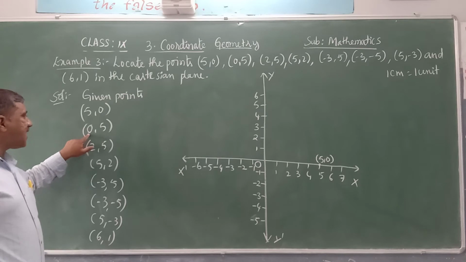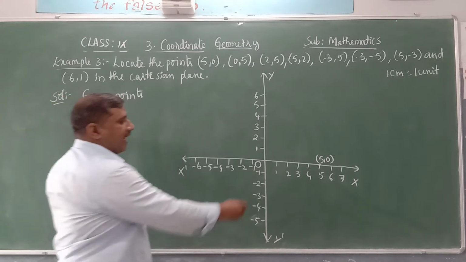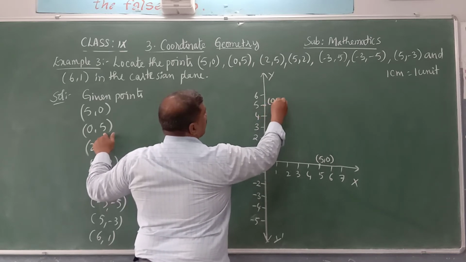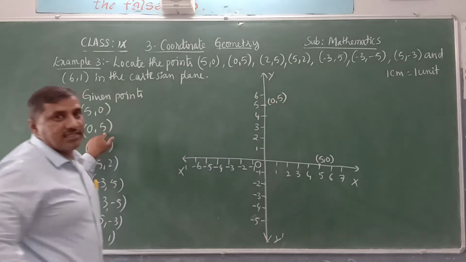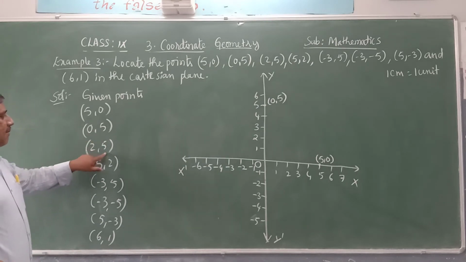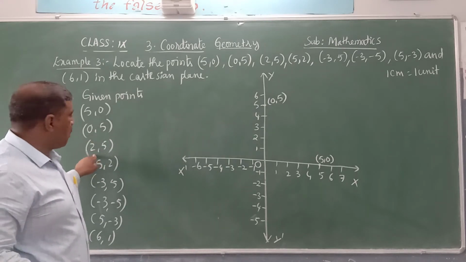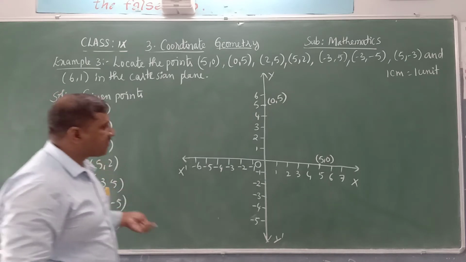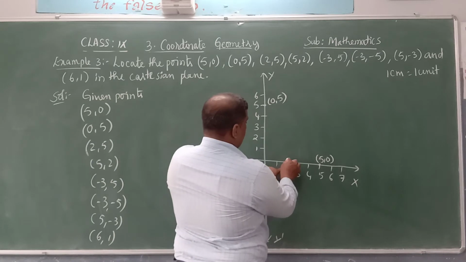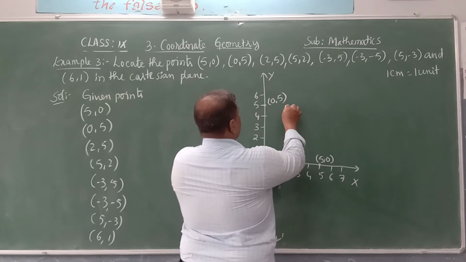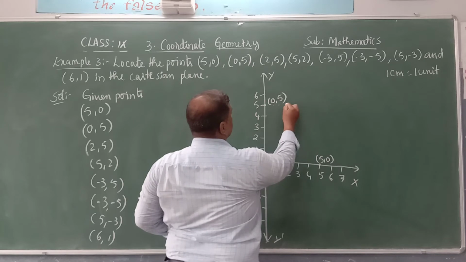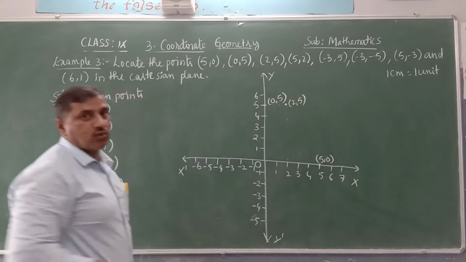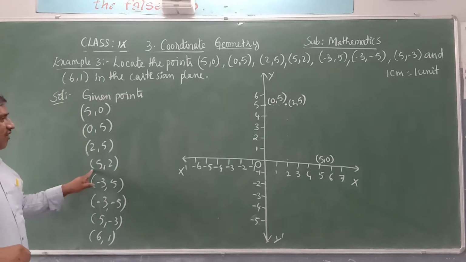Next, (0, 5). That is abscissa is 0, ordinate is 5. x is 0, y is 5. Yes, this point (0, 5). Next, (2, 5). x is equal to 2 and y is equal to 5. That is abscissa is 2 and ordinate is 5. Like this you can extend. This point will give you (2, 5).